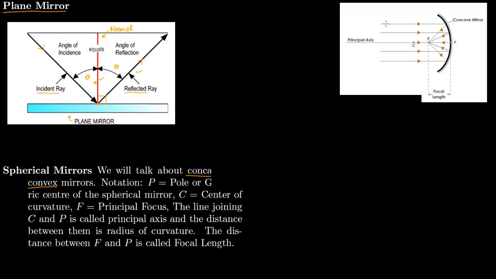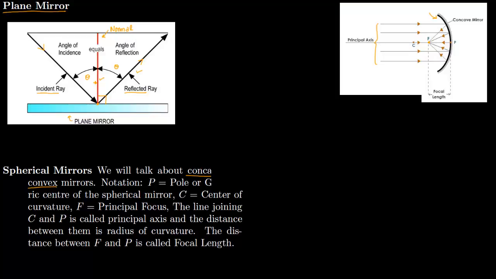So say you have a parallel beam of light. So all this is a beam of light. So this light is incident on the mirror. So this is the reflecting surface of the mirror. So this side reflects. So the light falls on the mirror and then the light gets concentrated towards a point called F. This F is the focus.